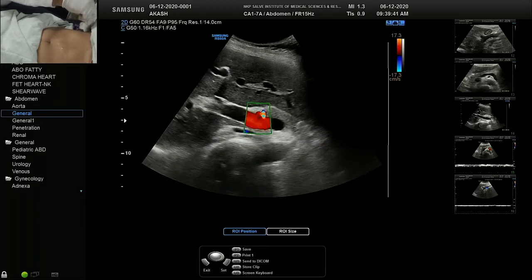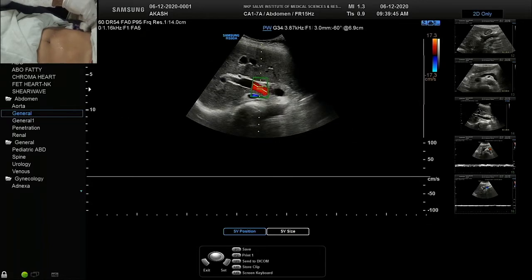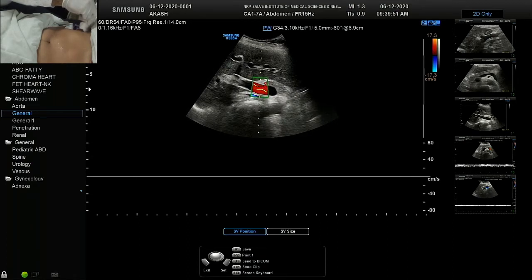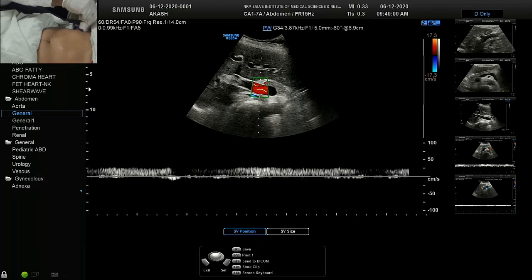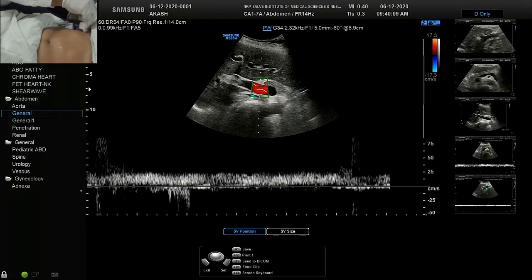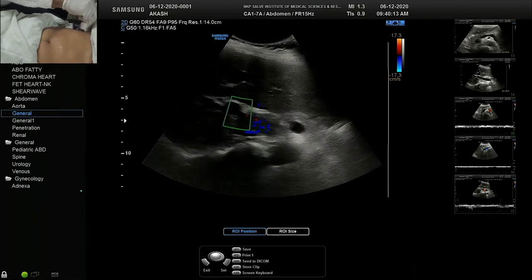Portal vein nicely seen from the confluence up to the porta. Do angle correction. Portal vein is bigger in size, so we'll increase the sample volume. Patient is breathing quietly and we see the portal vein flow. So almost normal portal vein flow.